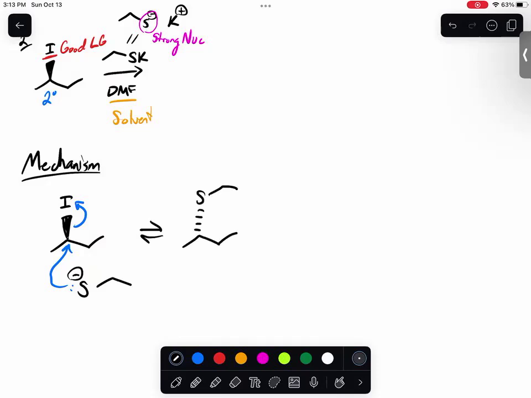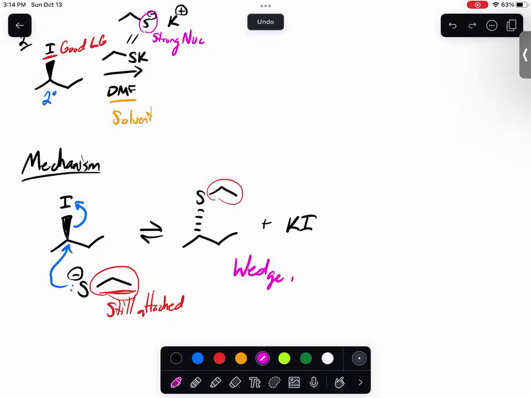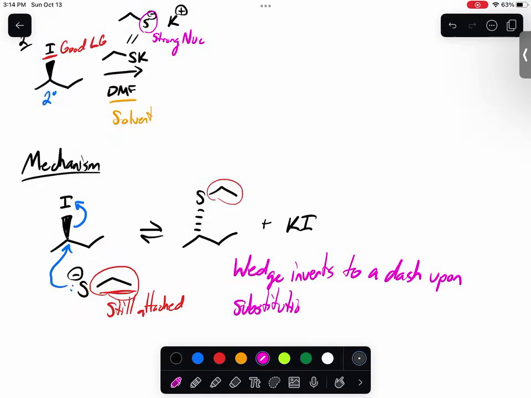on a dash, right? Keep in mind that this carbon chain is still attached to the sulfur after everything is said and done. You need to make sure that you do that. And then we also have KI as our byproduct. So overall, in this reaction, the wedge inverts to a dash upon substitution, right? So this one is showing that inversion of stereochemistry.